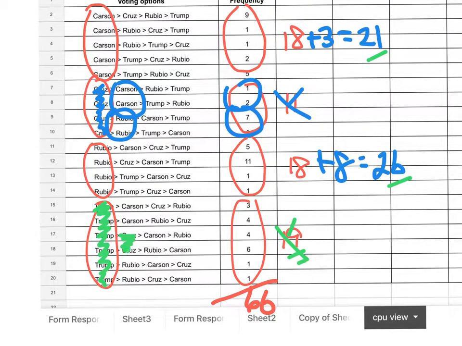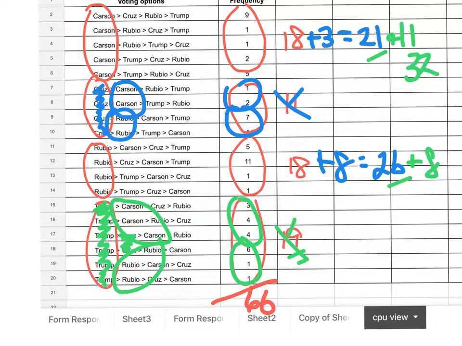Also remember, Cruz is out of the running. So these 3 groups, again, that's 11, are going to go to Carson. So Carson's going to have 32. These remaining votes, those 8, are going to go to Rubio, which gives him 34. 34 is our majority, and therefore our winner through the runoff election is Rubio.